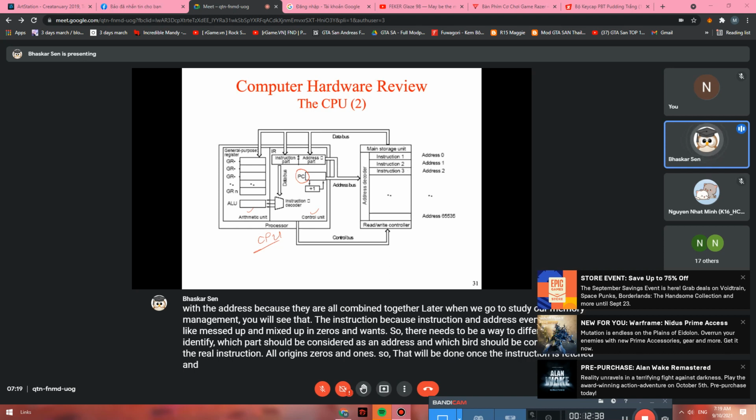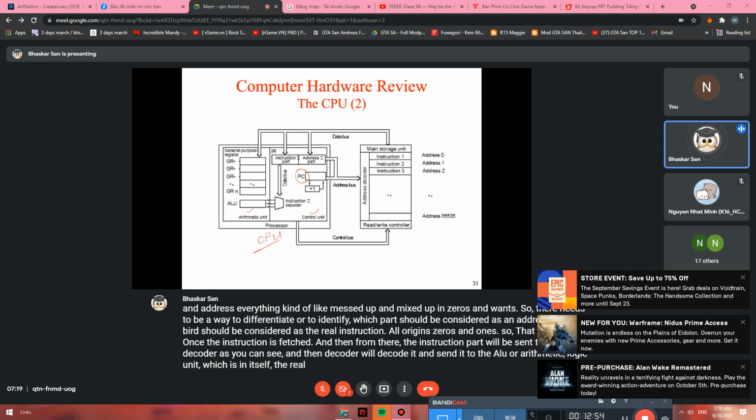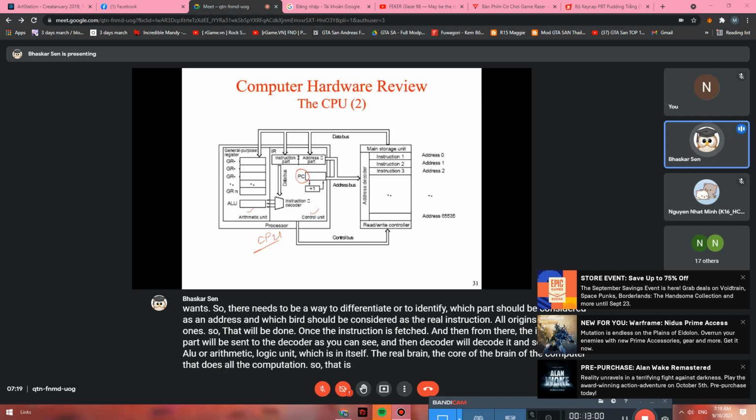And then from there, the instruction part will be sent to the decoder, as you can see, and then the decoder will decode it and send it to the ALU, or arithmetic logic unit, which is in itself the real brain, the core of the brain, okay, of the computer that does all the computation. So that is how your CPU works.